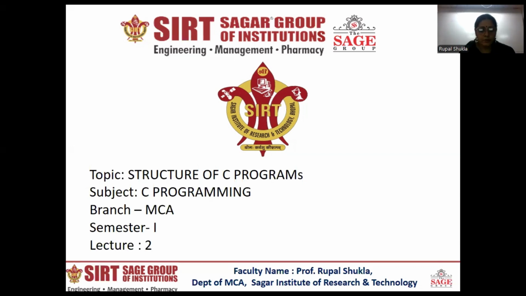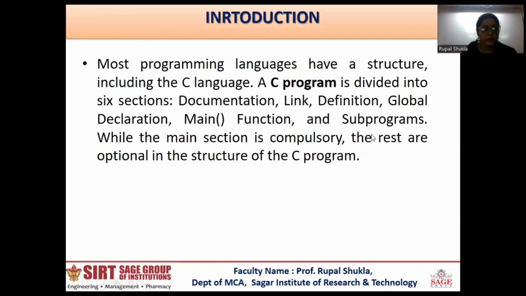Today, I'm describing the topic structure of a C program, which is in C programming. Introduction: most programming languages have structures, including the C language. A C program is divided into 6 sections: documentation, link, definitions, global declarations, main function, and subprograms. While the main section is compulsory, the rest are optional in the structure of a C program.